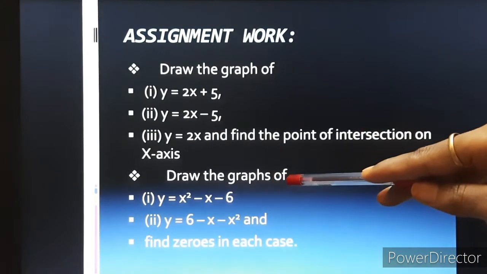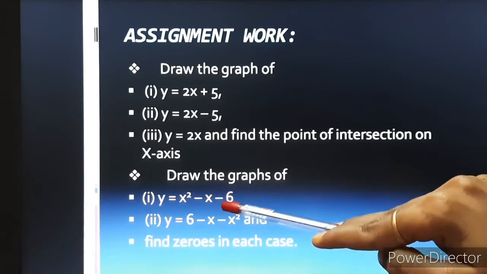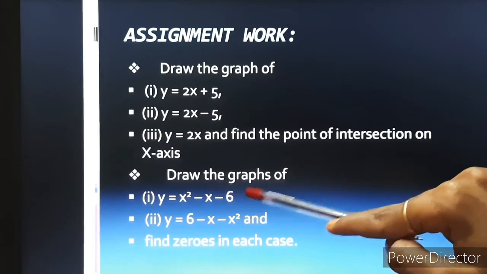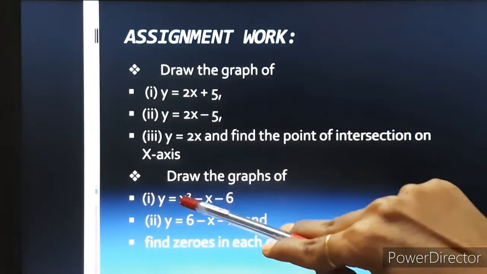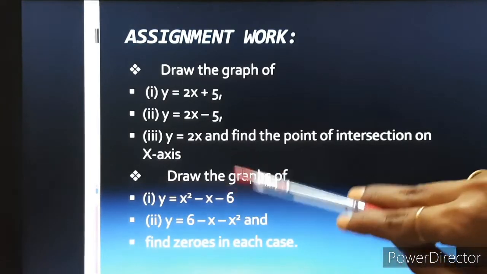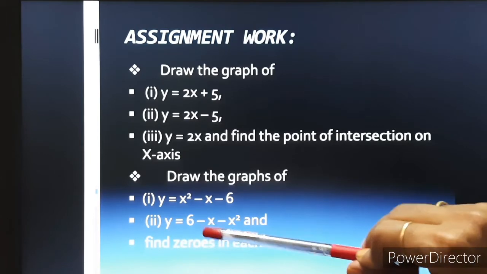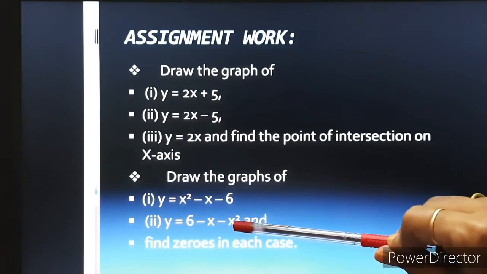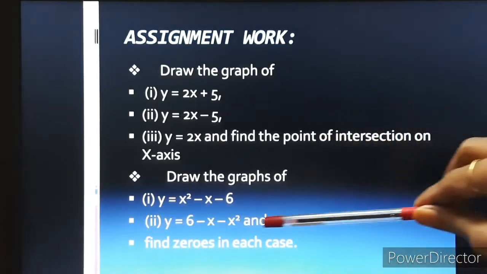Now, draw the graphs of x square minus x minus 6. This is the quadratic polynomial. How? The degree of this polynomial is 2. So, this is the quadratic polynomial. You have to draw the graph for this. And here also y equals 6 minus x square, right? Here also this is a quadratic polynomial.